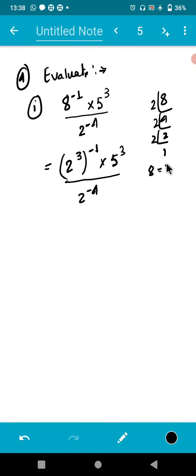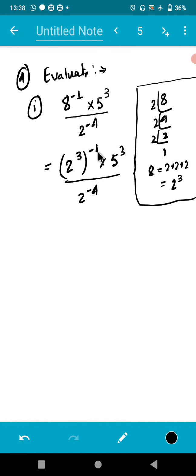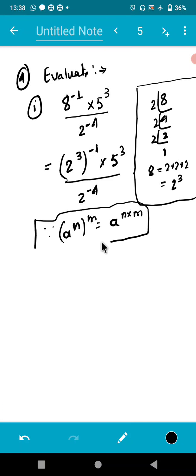So 8 can be written as 2 into 2 into 2, or if you have to write it in the exponential form, then we can write it in this way. Fine. So that is how I have written 2 cube in place of 8. Now as you see, this 2 is carrying 2 powers, isn't it? So which is the first law that we use? That is (a^n)^m, so that is a^(n into m). So this is the law that we are going to apply here.